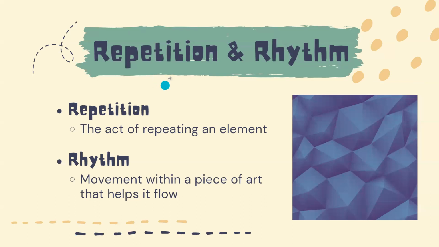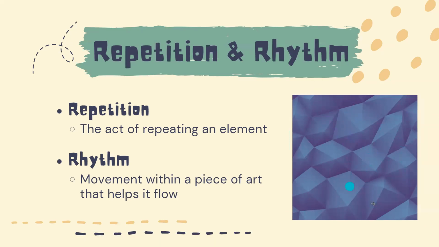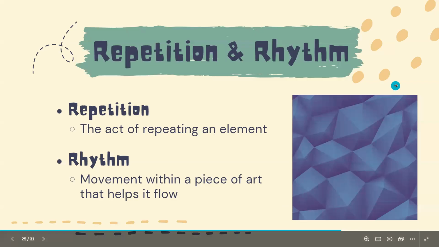Why are we doing this? To create repetition and rhythm. Repetition is just the act of repeating an element. In this case, it would be that triangle we are repeating over and over and over again, which will create rhythm. Rhythm is movement within a piece of art that helps it flow. So the more we repeat that triangle, the more rhythm we create, which helps the artwork flow a little bit better instead of having a hodgepodge, every section being a different sort of polygon, okay? That is why 75% of it is going to be triangles to create repetition and rhythm.